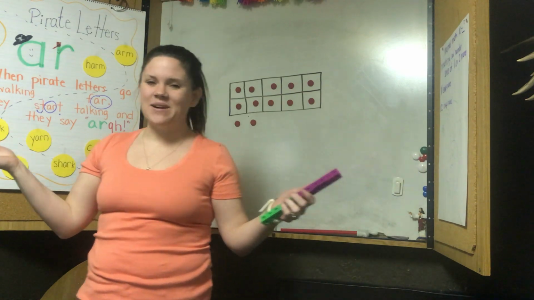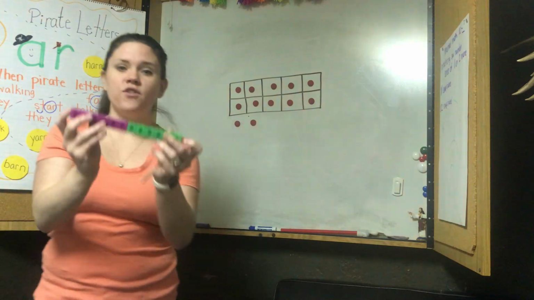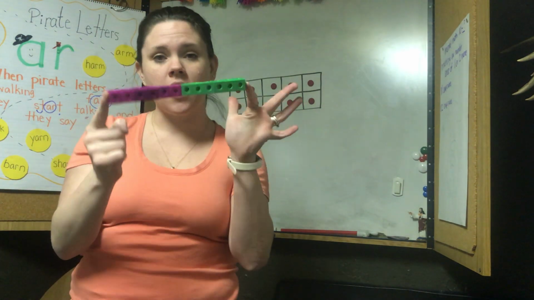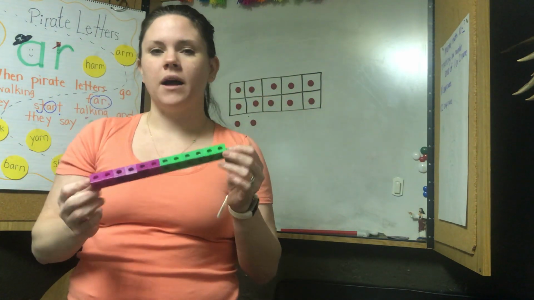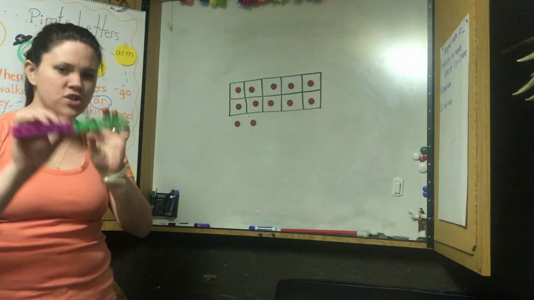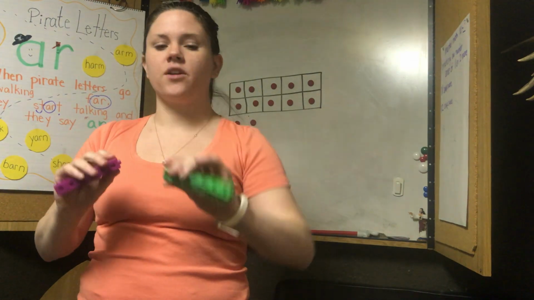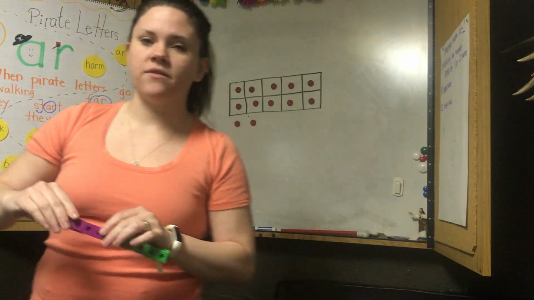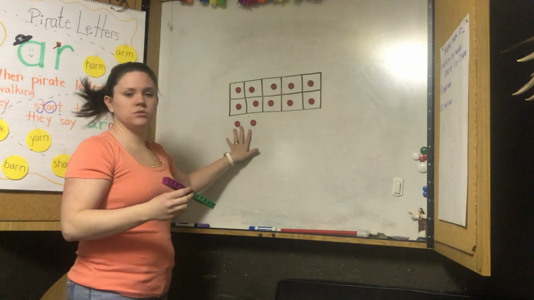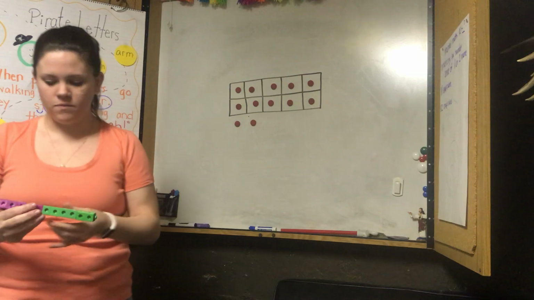That's right. So if you have your 10 frames and counters, you can use that. If you would like to use snap cubes, you can do that too. Either way, this is just going to be a warm-up activity before we jump into our books. So if you have your snap cubes, I'd like you to have 6 of one color and 6 of another. If you have your 10 frames, take out 12, right? Fill a full 10 frame and take 2 extra, okay?